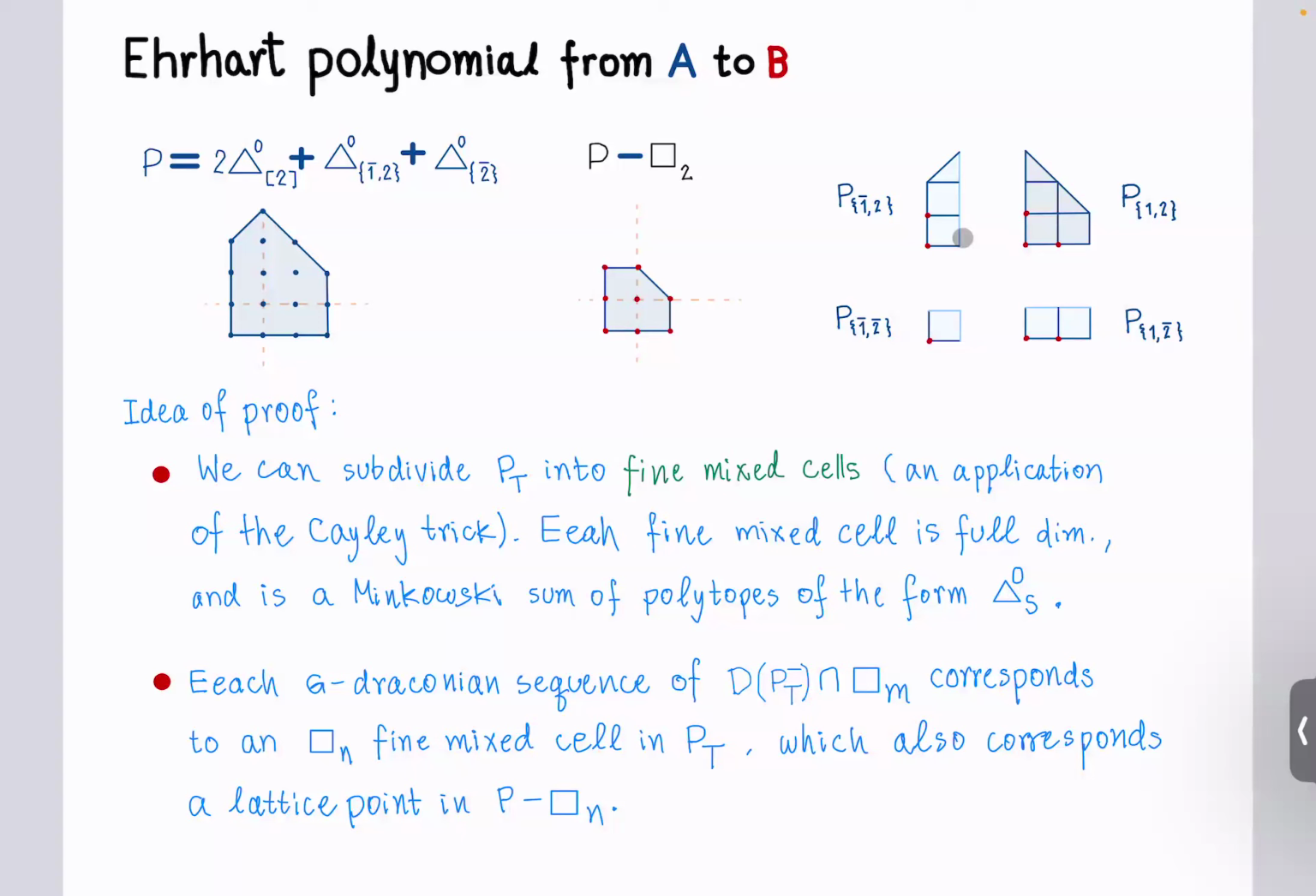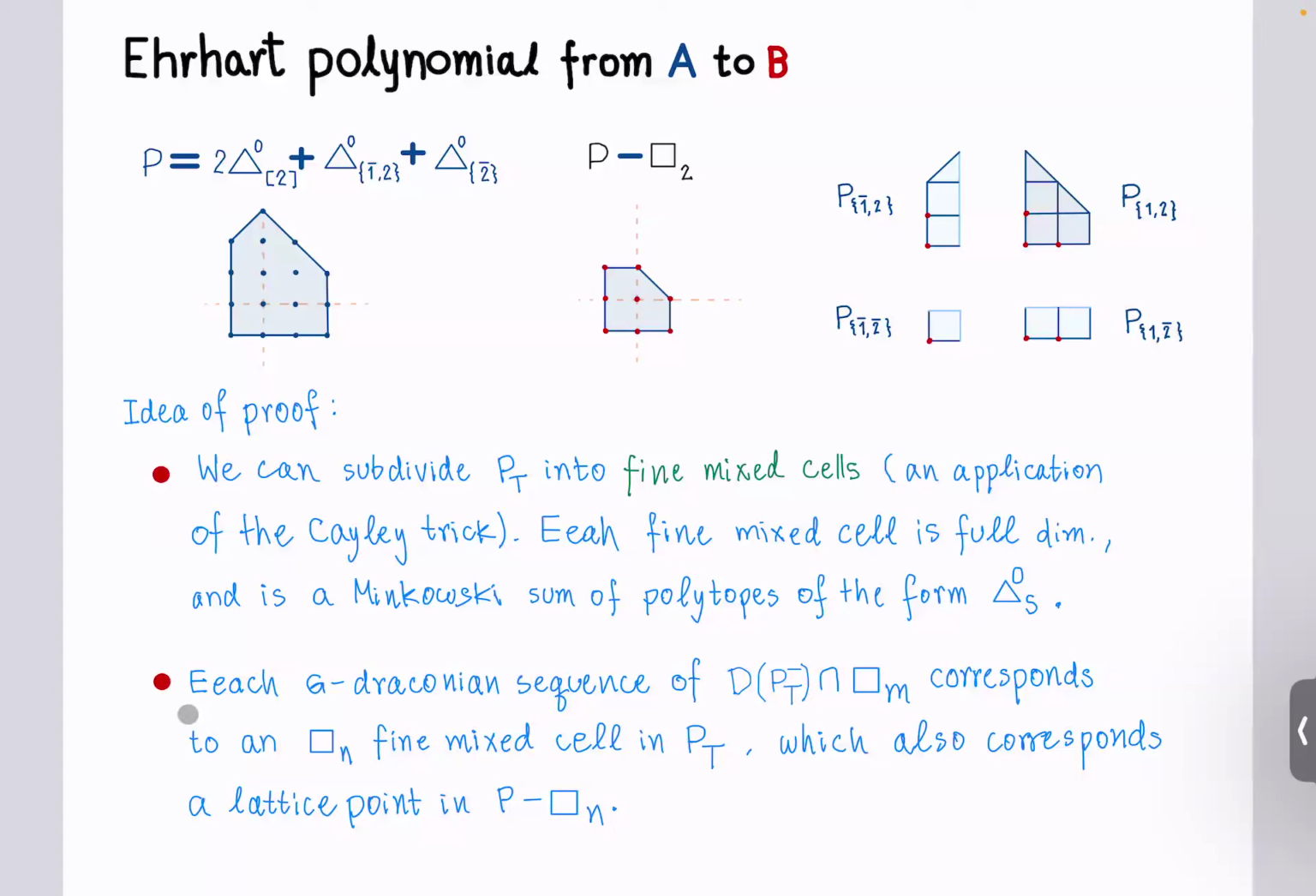Yeah. In R2, there are things like the unit cube, and this triangle, or a triangle that flips like this. And yeah, these are just rough ideas. There is more detail into what the mixed cells are, but probably this is what it is.